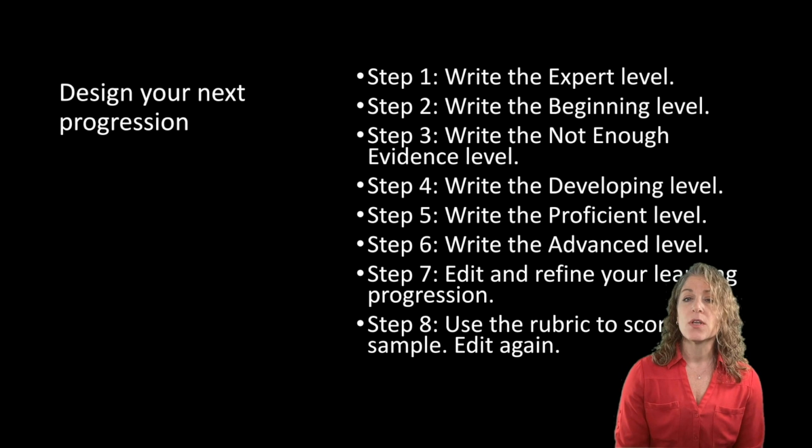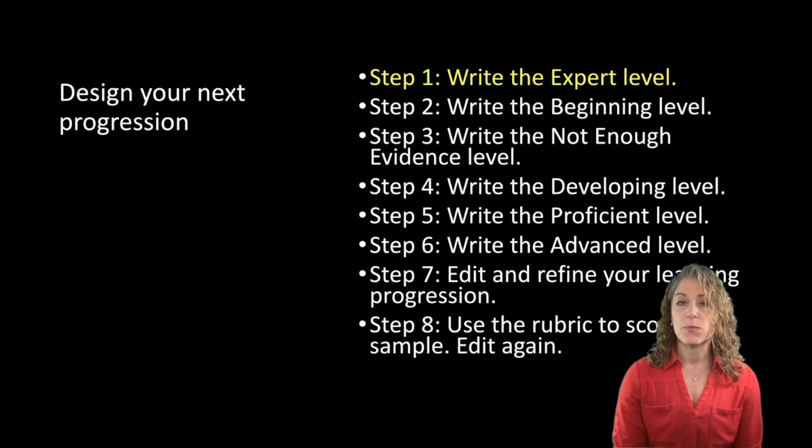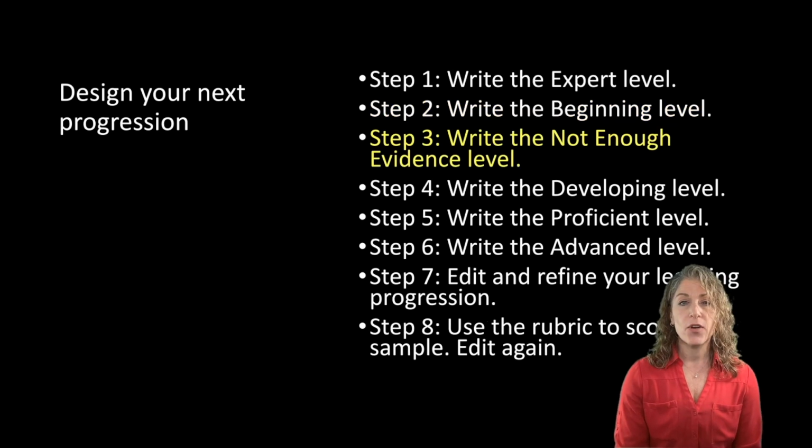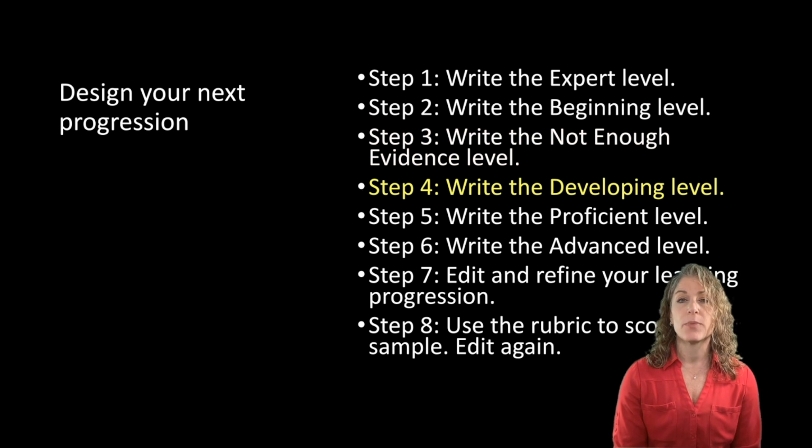So let's review the overall process before you go get to it yourself. Step 1, write the expert level. This is what your absolutely ideal student will produce at a level of complexity or sophistication that impresses you. Step 2, write the beginning level. This is evidence of trying. Step 3, write the not enough evidence level. Step 4, write the developing level. This is the first time they show evidence of relevance, basic applying the content you have been teaching. It may not be right, but you can see the first glimmers of understanding.